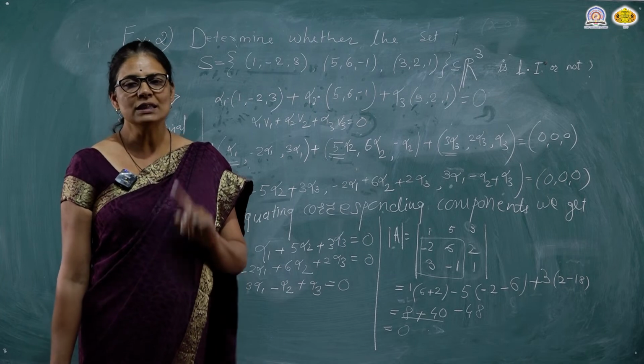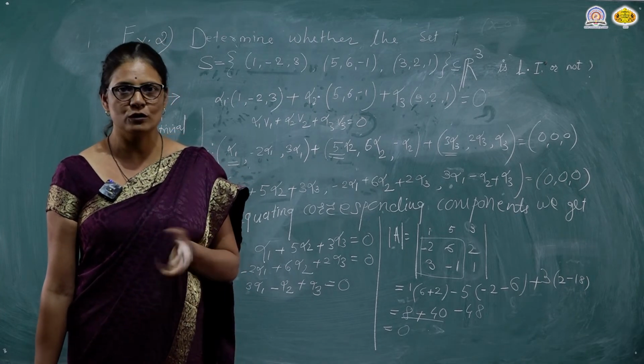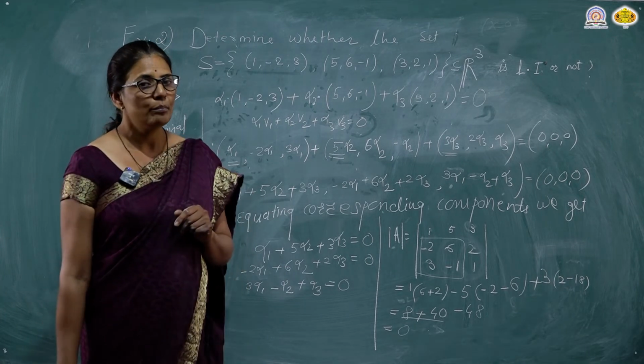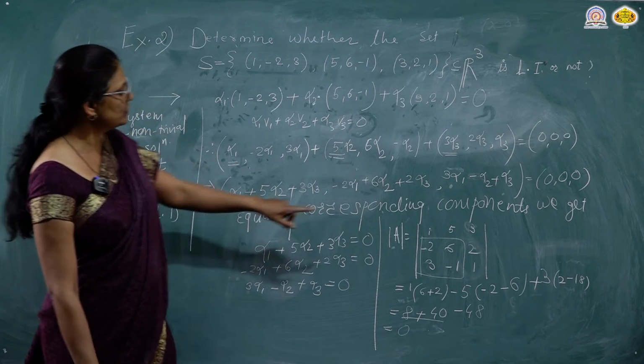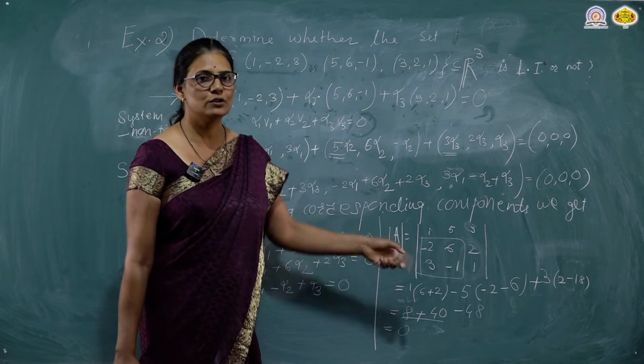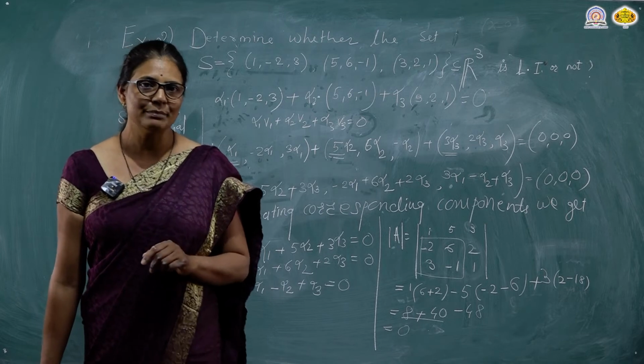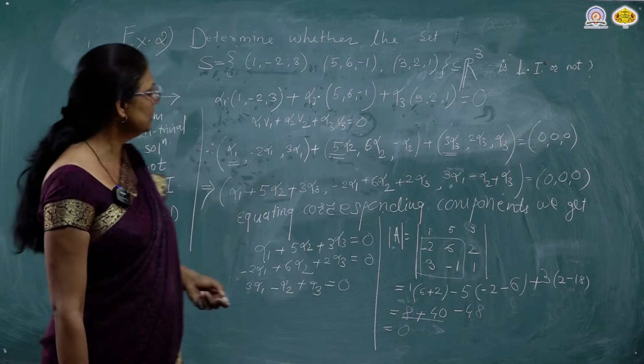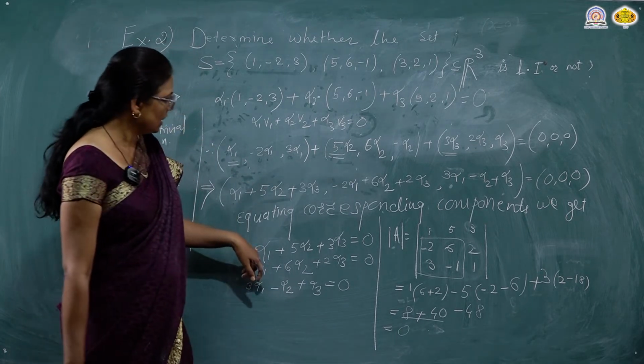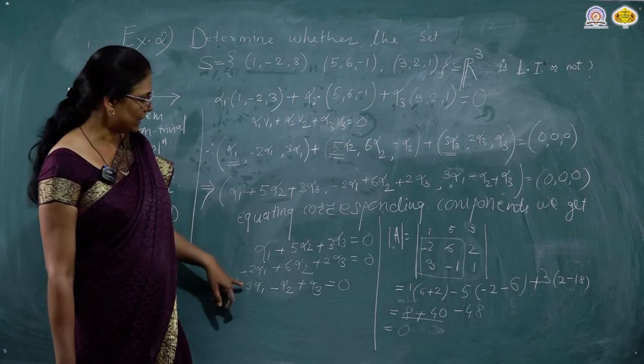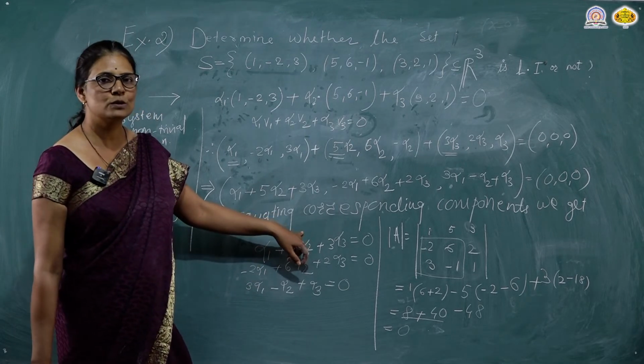Now we can solve this system either by Gauss elimination or the Gauss-Jordan method. But in case the coefficient matrix is a square matrix, you can use the shortcut method, and that method is in terms of the determinant. So here the coefficient matrix is a square matrix, that is, the number of variables equals the number of equations.